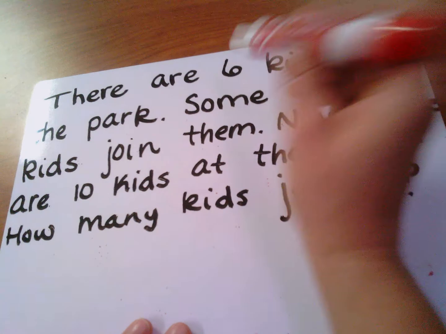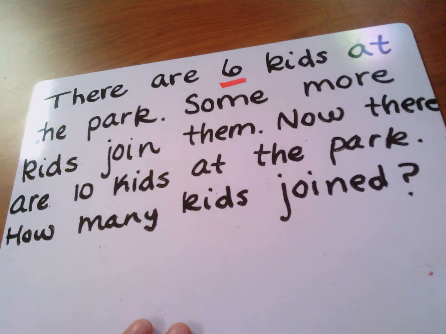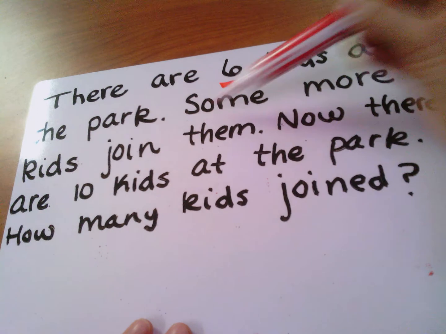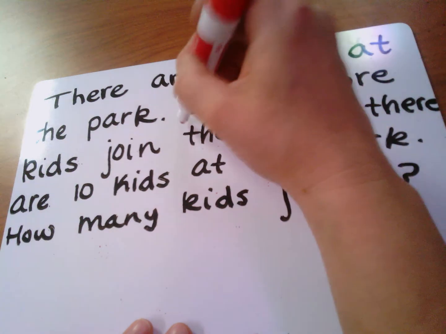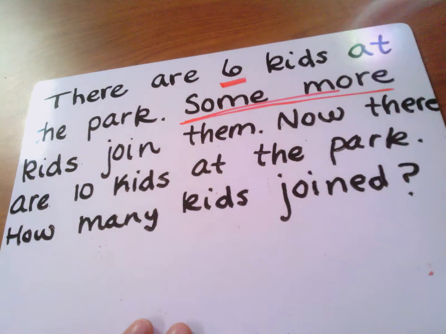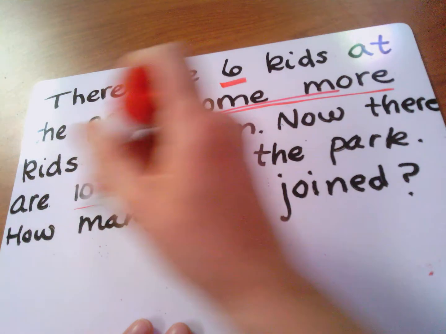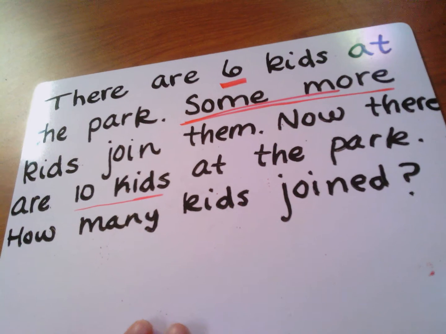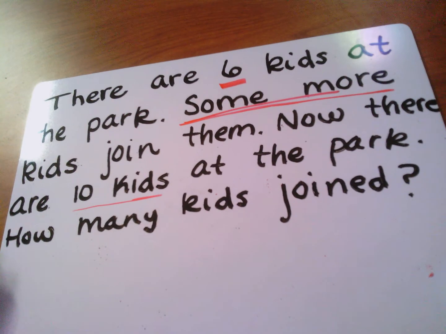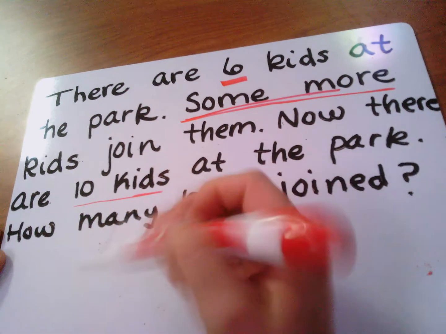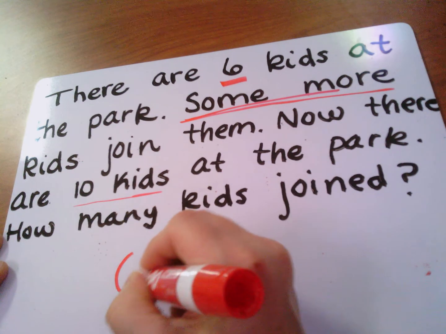Okay, so we know we started with 6. I'm going to underline that. And then some more kids join them. This is the unknown, the some more that join them. Because if we read further on, it says now there are 10 kids at the park. How many kids joined? So some more is the unknown. So we're solving for the unknown partner in this situation.